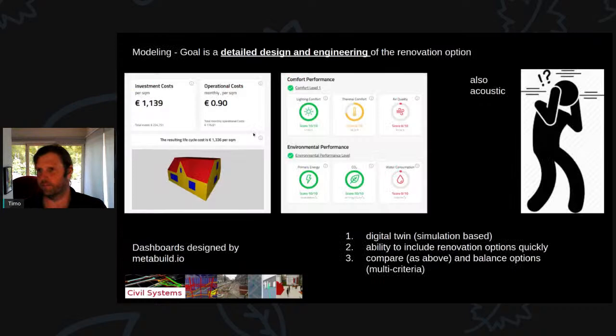Modeling is really, the goal is to get a detailed design and engineering of the most effective, most optimal renovation option, right? And this is some dashboards designed by a Berlin startup that wants to help you with understanding the building performance of different options, right? And we always have to think it's a multi-criteria decision-making process, right? So there's something like investment cost and operational cost. So you need to calculate these different, because investment cost, you need to run to a bank and ask the bank for it, right? And then operational cost, you save over time, right?